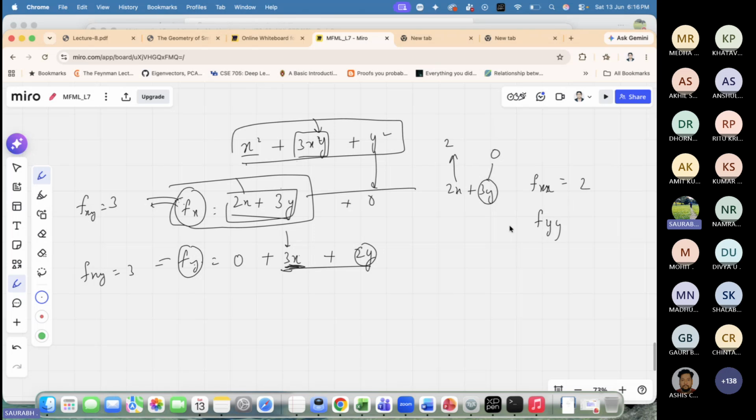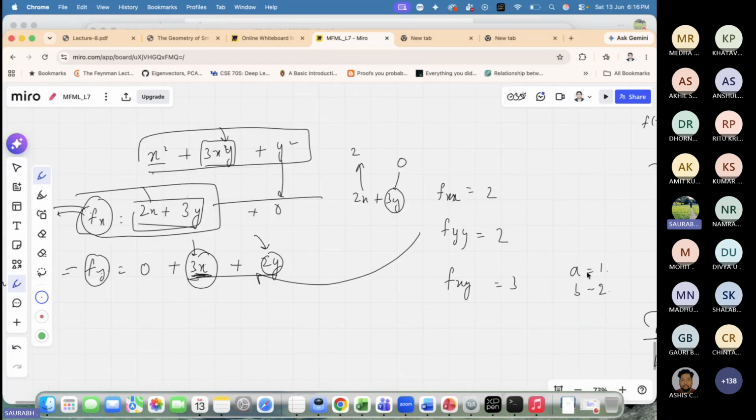Fyy, if you derive, let's say fy is this one, with respect to y again, this would become 0 because it's independent of y. Only this term would remain, which is 2. Then you have the fxy derivative, which you already know, which is 3. So that's what it was.